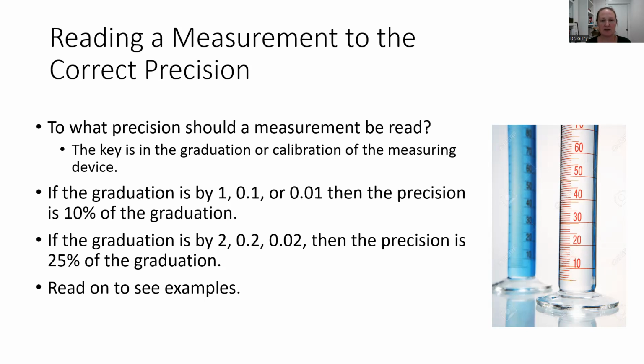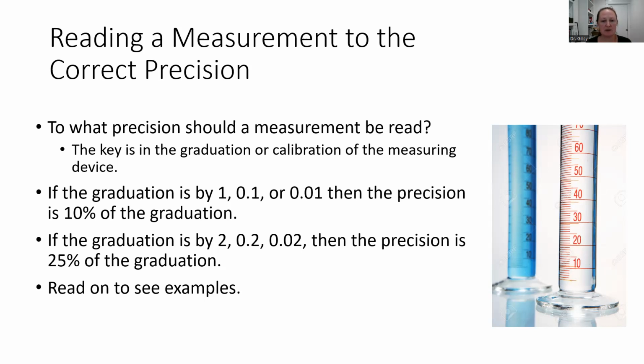So for all of your measuring devices, the graduation will be what we call the delta value, and I'll explain that in a little bit, will be 1, 0.1, or 0.01, right? And then the precision is 10% of that graduation.